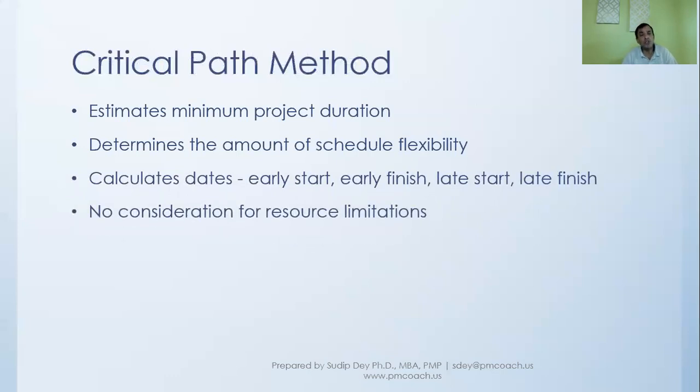And when we use the critical path method, we don't take into consideration any limitation on the resource. We are really taking into account the duration and the sequence. So any kind of resource limitation, for example, the resource suddenly is not available, is not taken into account in this critical path method.